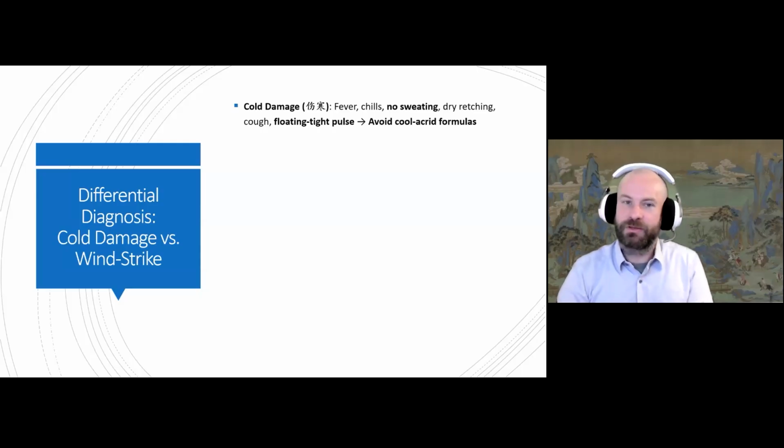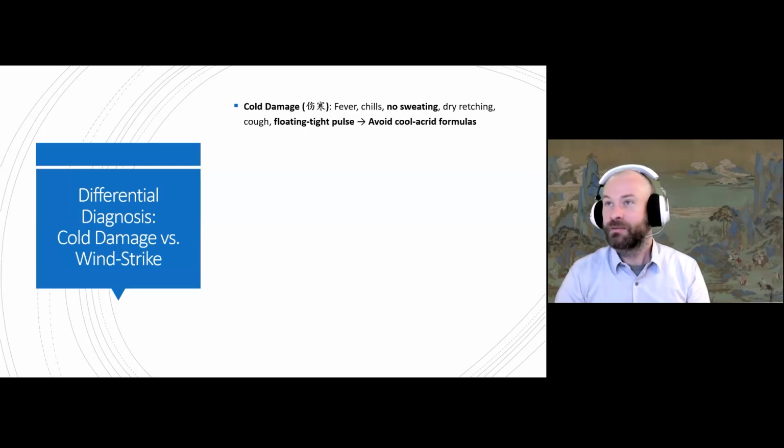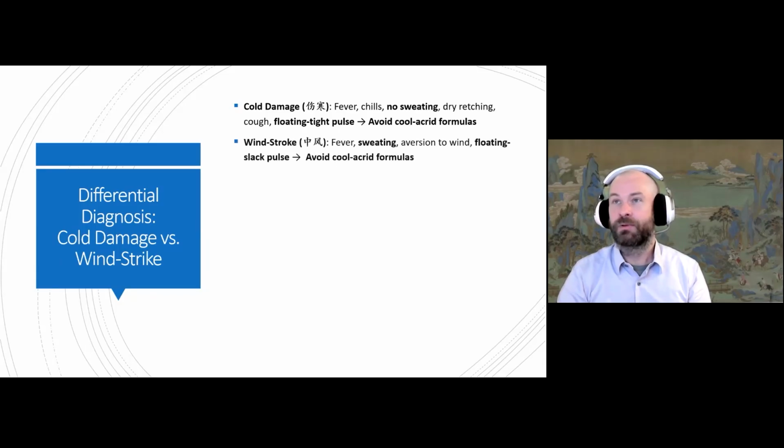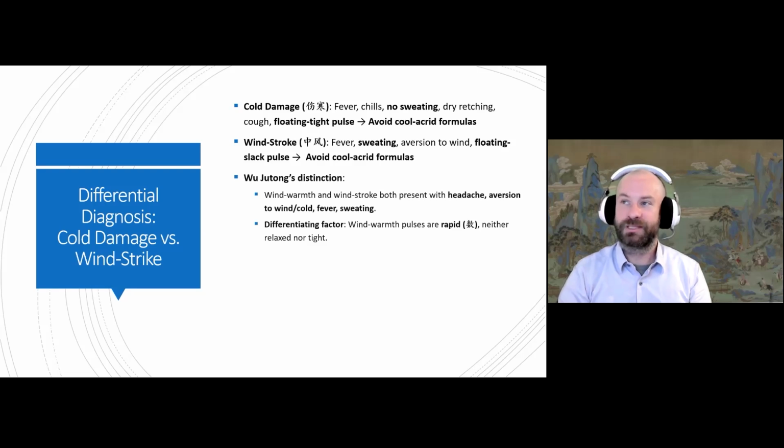One thing that I found interesting was in this book that gives us a little bit of a differential diagnosis. So cold damage: fever, chills, no sweating, possibly dry retching, cough, a floating type pulse. Zhongfeng: fever, sweating, aversion to wind, floating slack pulse, avoid cool acrid formulas. Wu Jutong's distinction: both have headache and aversion to cold, possibly fever and sweating. The differentiating factor is that you have to look at the pulses, being maybe rapid and strong, but they're not. Sorry, that should be moderate, not relaxed, or slack rather, and tight.